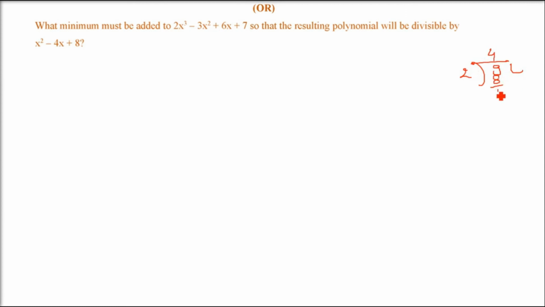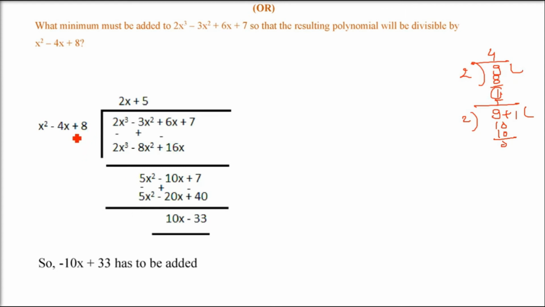So now if you add this 9 with 1, what are you going to get? This is 10 now. 2 5s are 10. So it divides. So the remainder you have to add to the polynomial which is given. So this is how we are going to go. X square minus 4x plus 8.